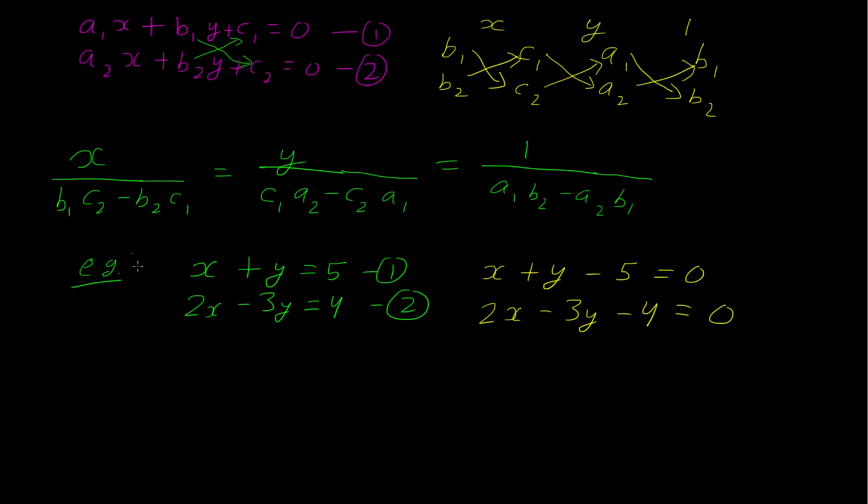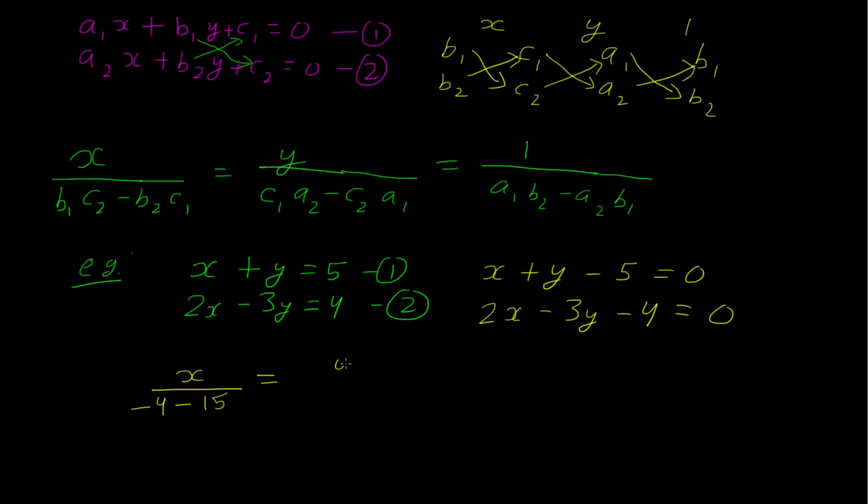Either we could directly write this. Let us try to write it directly. x divided by, so you leave the x coefficient and start with this. 1 multiplied by minus 4 is minus 4. So you have minus 4 minus minus 3 multiplied by minus 5, plus 15. So that will be minus 15.